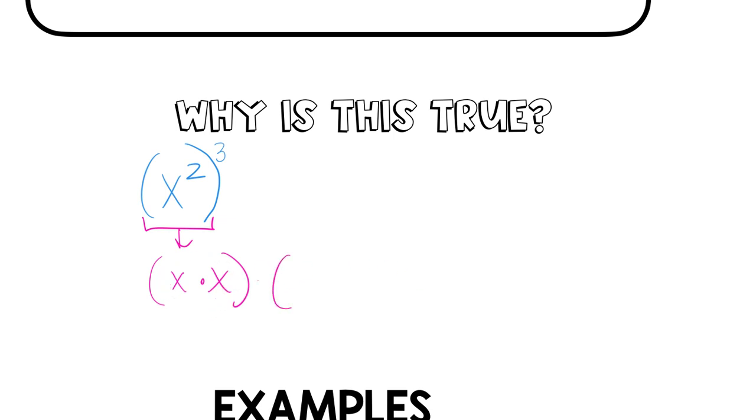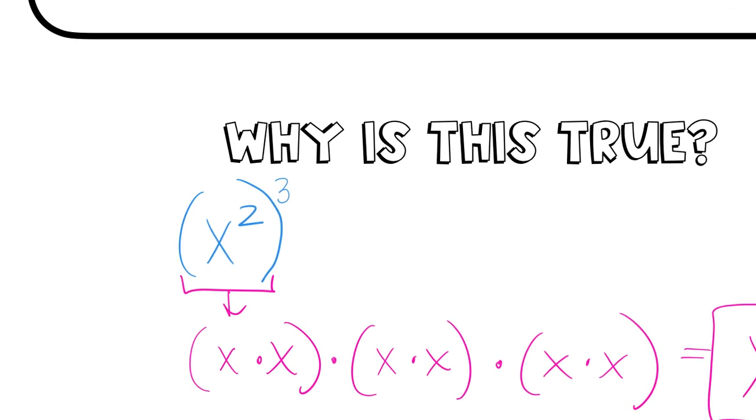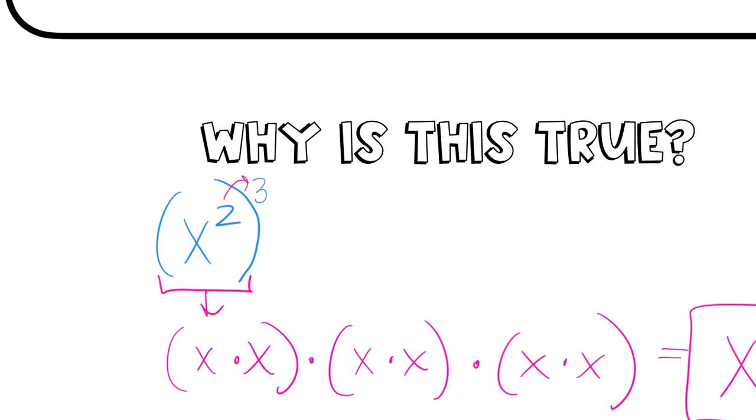We would have x times x times x times x times x times x, right? That's what that would mean. So if you look at all the x's that we have left over here, we have 6 altogether. So if I want to rewrite this as one single expression, it would be x to the 6th power. And if you compare this exponent to the original exponents, 2 times 3 is 6. So that's how the power rule works. So instead of adding the exponents, you're multiplying the exponents.